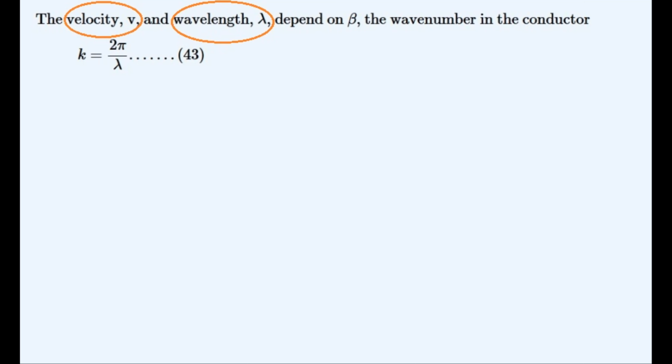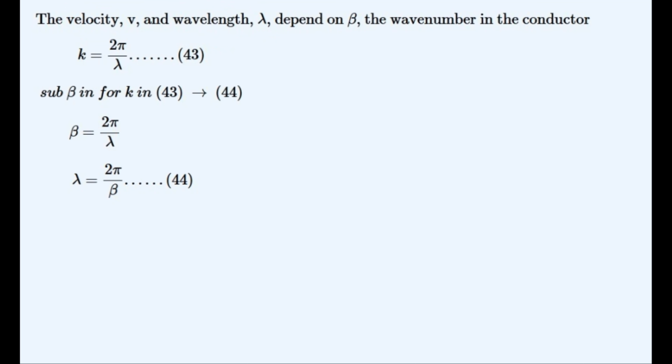And now to find the wavelength and velocity of this wave travelling in this good conductor. We'll start with the wave number equation as given here, and we'll substitute beta in for k, since beta is the oscillating part of the wave number for this propagating electromagnetic wave, and thus we can find the wavelength lambda in terms of beta. And we can make more substitutions and find the wavelength in terms of the skin depth.